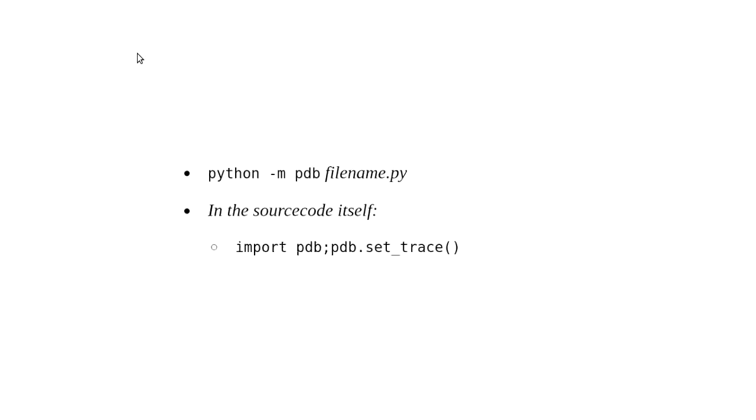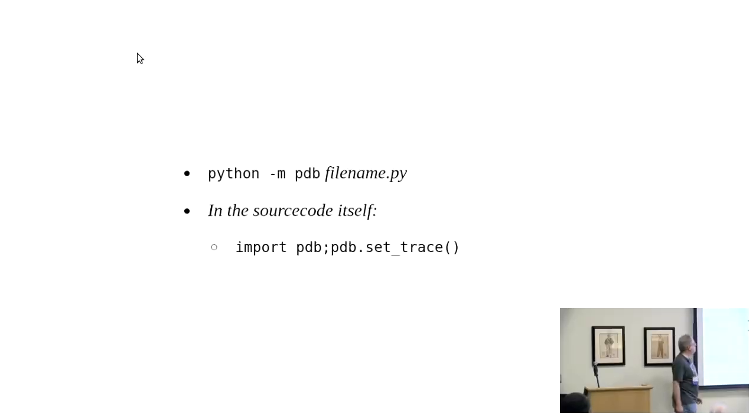All right, so let's talk again about invoking the debugger. There's two good ways to invoke the debugger. You use the Python command, Python 3, whichever you choose, mostly 3, -m pdb, and then the file name that you're using. Or in the source code itself, and I'll show you an example of where this gets a little more interesting. You can do import pdb; pdb.set_trace().